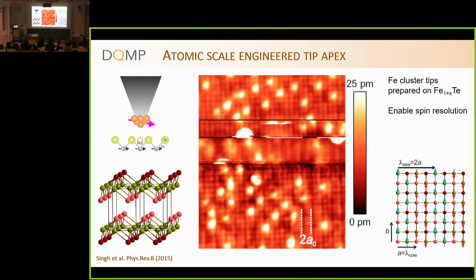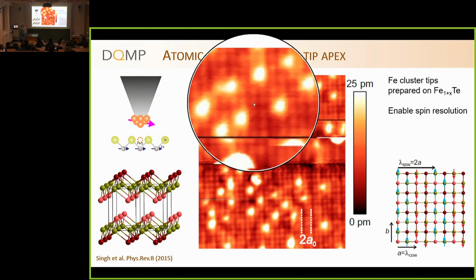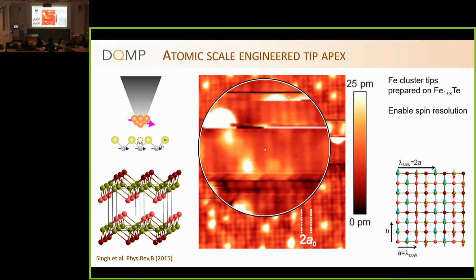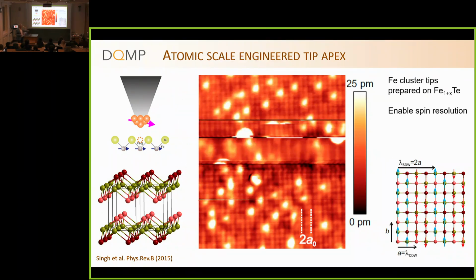What you can also do is just change the apex atom. So if you replace in a non-magnetic tip the apex atom with a magnetic one, then you can go from something which is not spin resolved to something which is spin resolved. And here, probably if I zoom, you see here you have a periodicity of 1, which is double here. And what happened is that there were some iron clusters on the surface of this iron telluride that were picked up by the tip. And it went from a non-magnetic to a magnetic tip, which is suddenly sensitive to the spin orientation.